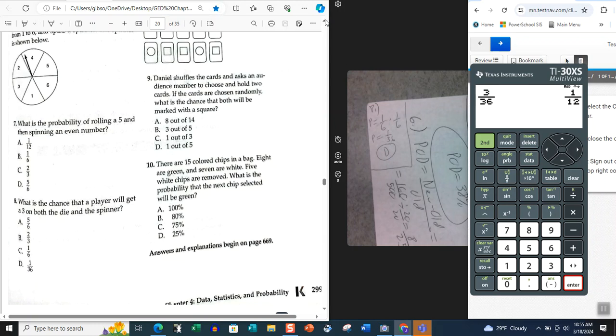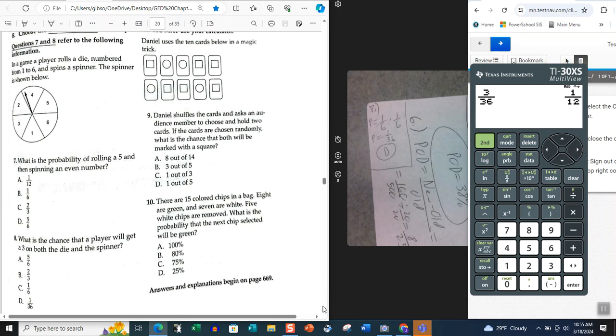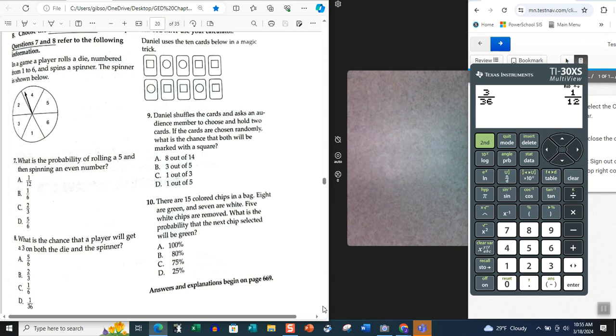Okay, now for number 9, it says Daniel used the 10 cards below in a magic trick. Daniel shuffles the cards and asks an audience member to choose and hold 2 cards. If the cards are chosen randomly, what is the chance that both will be marked with a square? So, again, whenever I've seen magic tricks, and I've heard people tell a person to pick any card, they do not replace the card. So that means that this is a dependent situation.